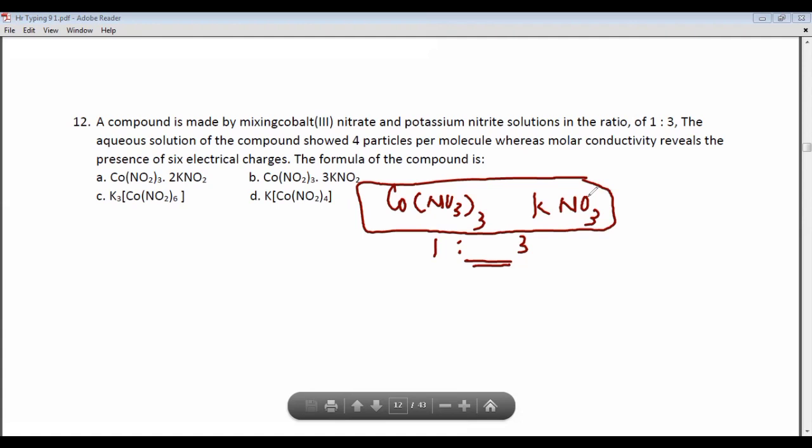Fine. Now they said that in aqueous solution there will be 4 particles, right? Where the molar conductivity reveals 6 electric charges also. The sum of positive and negative charges is equal to 6 electric charges.